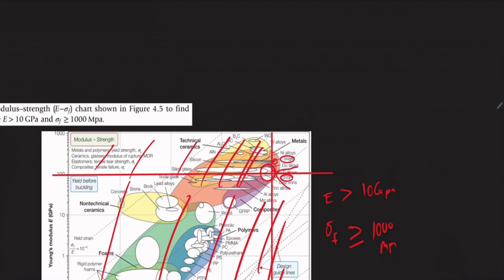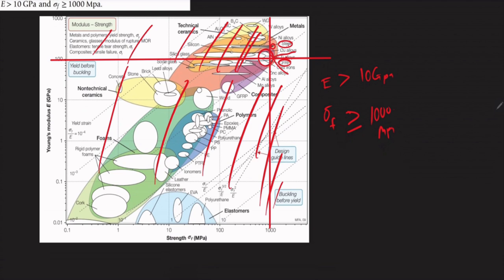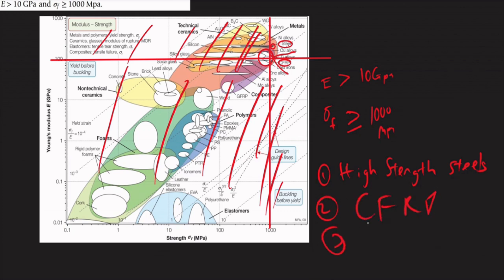So if you come back here, you can see the materials that are here: high strength steels, 1. Carbon fiber reinforced plastic, 2. And the third one, titanium alloys, 3. So these are the three materials that would pass our selection.